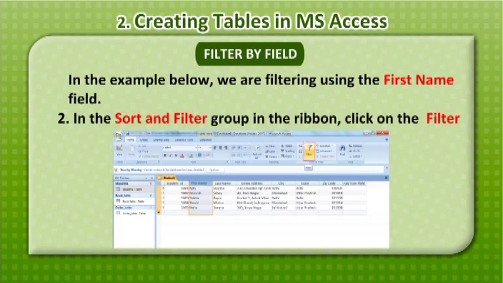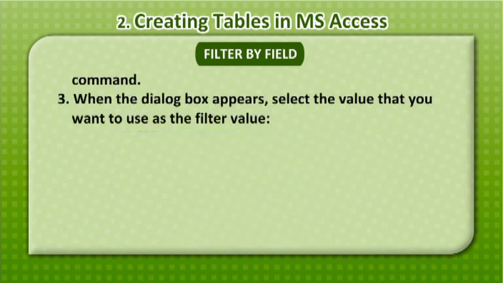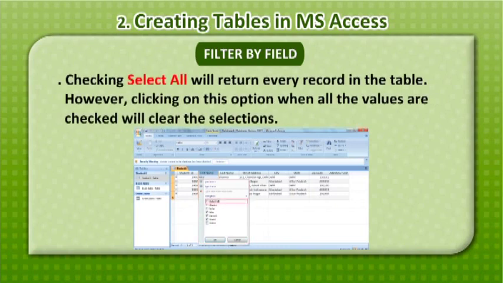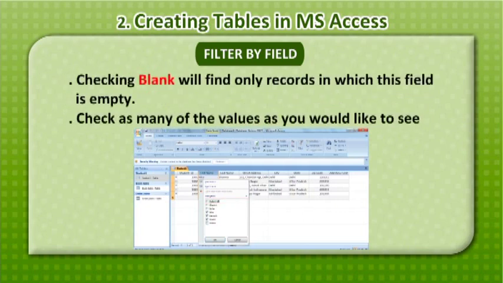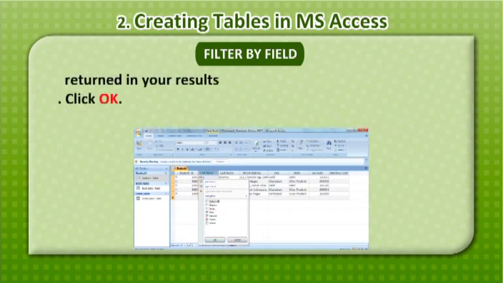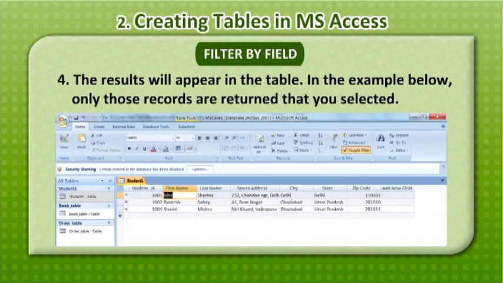2. In the Sort and Filter group in the ribbon, click on the Filter command. 3. When the dialog box appears, select the value that you want to use as the filter value. Checking Select All will return every record in the table. However, clicking on this option when all the values are checked will clear the selections. Checking Blank will find only records in which this field is empty. Check as many of the values as you would like to see returned in your results. Click OK. 4. The results will appear in the table. In the example below, only those records are returned that you selected.